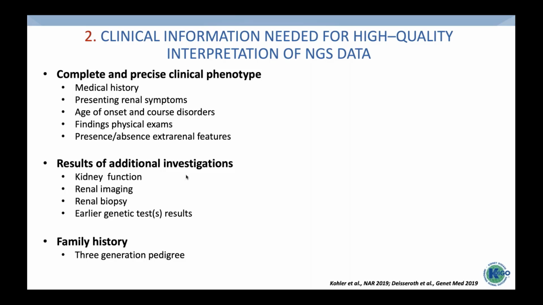Results of additional investigations such as kidney function, imaging or a biopsy, and also earlier genetic test results are also important. And what is certainly important is the family history. So the best thing to do is really to draw a 3-generation pedigree and ask questions about all of the people in the pedigree, whether they have renal disorders or maybe extra renal features that might also point to some kind of syndrome with a renal disorder included.